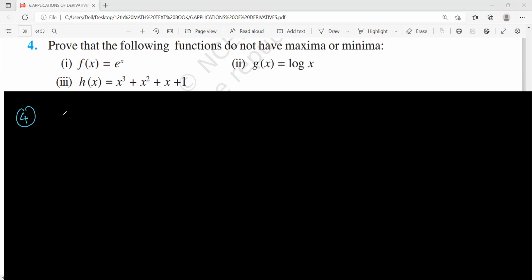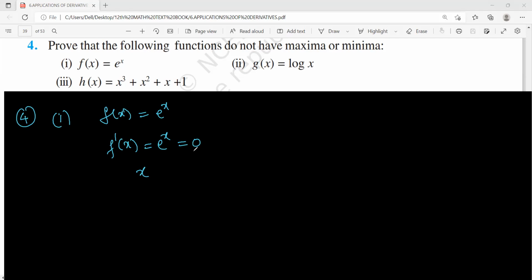First question: f of x is e power x. It doesn't have maximum or minimum. How do we do this? We apply the second derivative test. Always apply the second derivative test first. f dash of x is e power x, and e power x equal to 0 to find the critical point. Is e power x equal to 0 possible? Not possible, right? f dash of x equal to 0 is not possible.